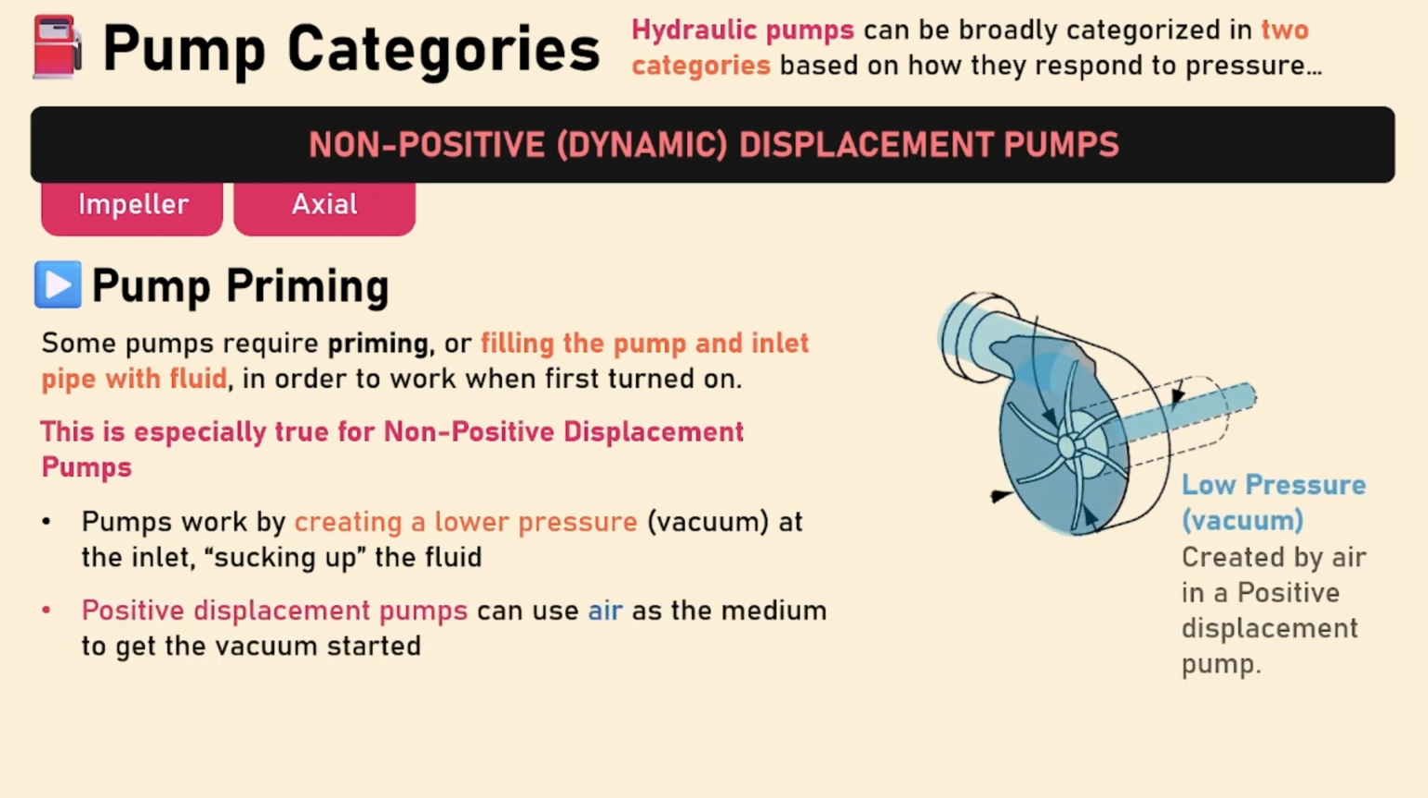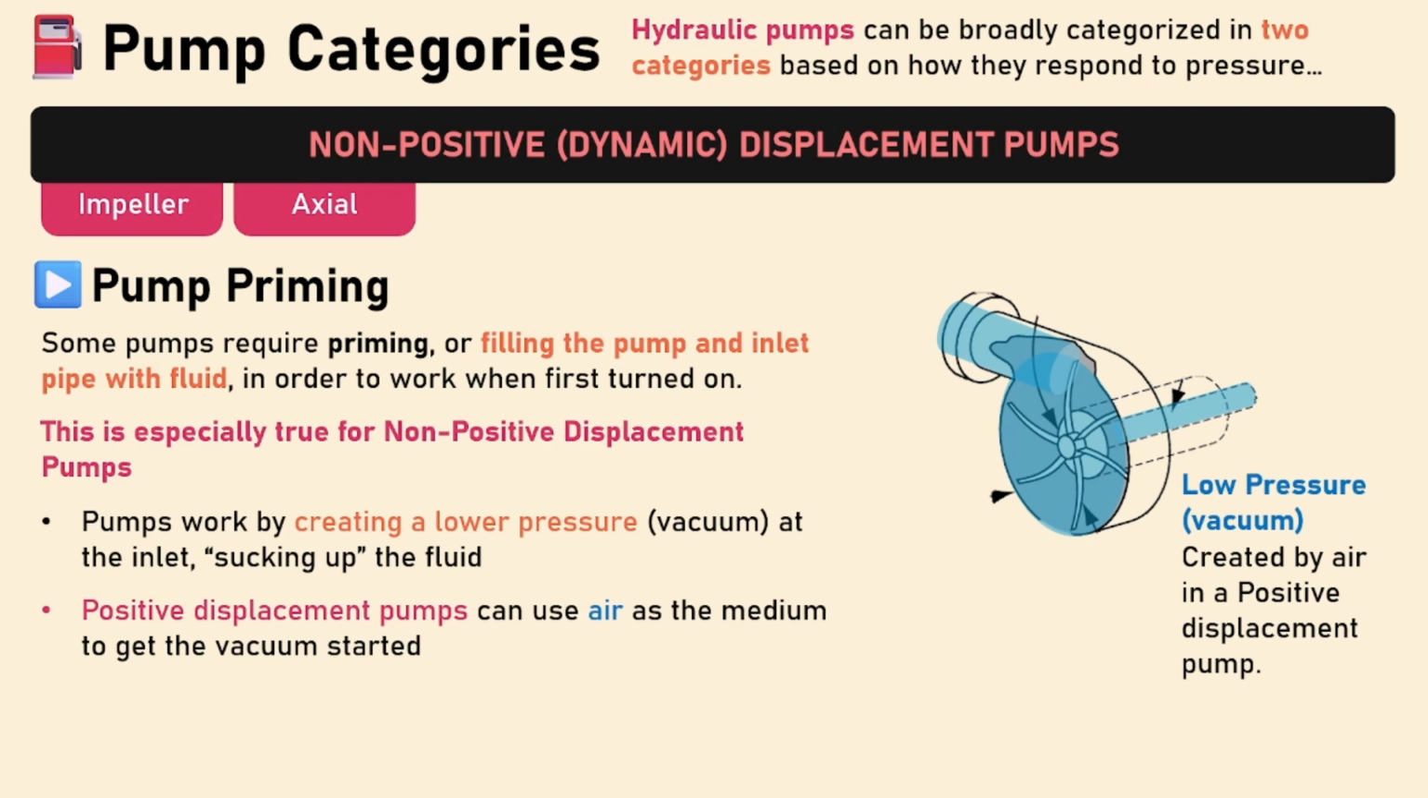Now, positive displacement pumps, right, so not the dynamic displacement pumps, can use air as the medium to get the vacuum started, right? This is kind of like what I do when I drink my Sprite, right? When I suck in, when I create a lower pressure in my mouth, the fluid comes rising up and I can drink my Sprite. However, non-positive or dynamic displacement pumps cannot do this. They cannot use air as a medium to get the vacuum started.